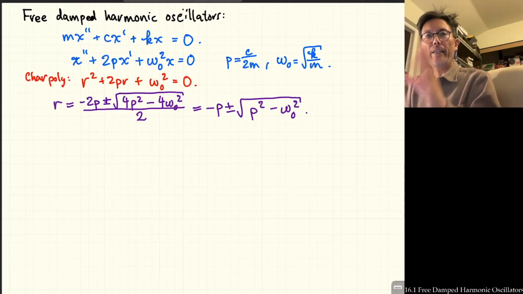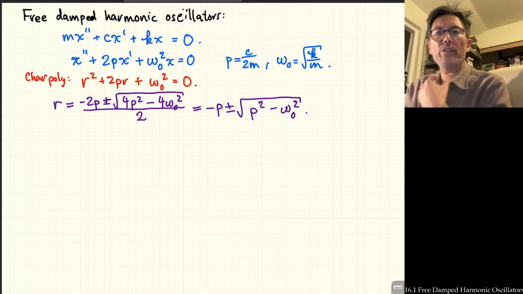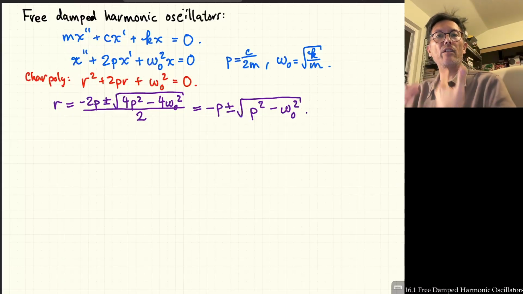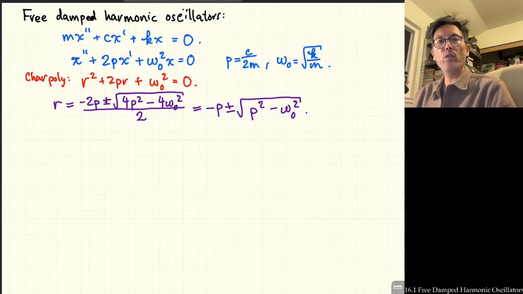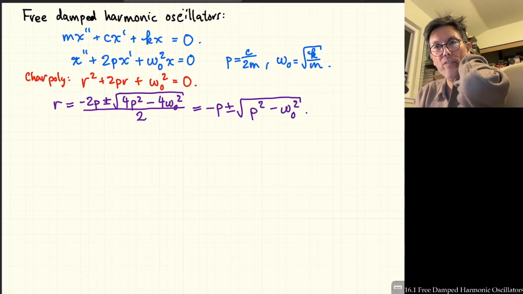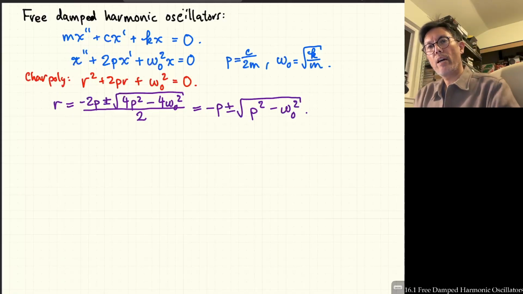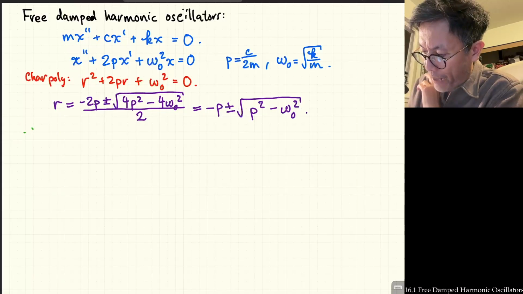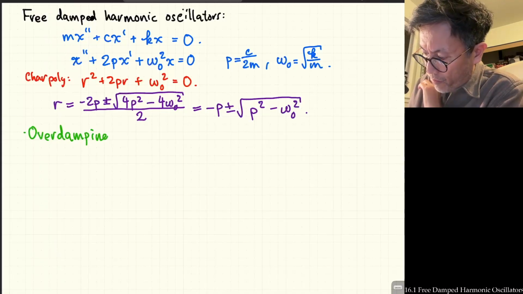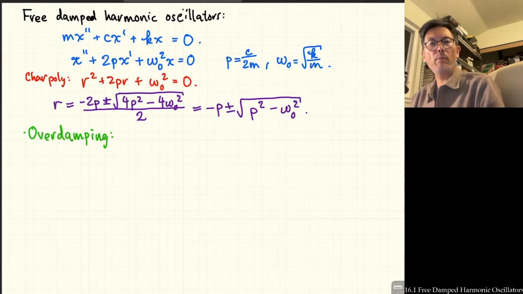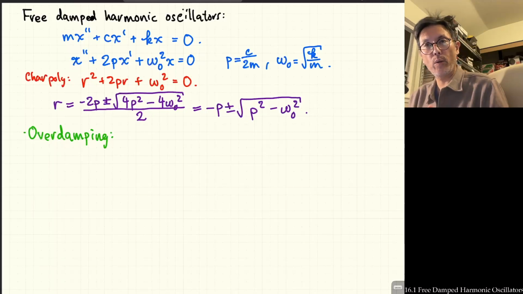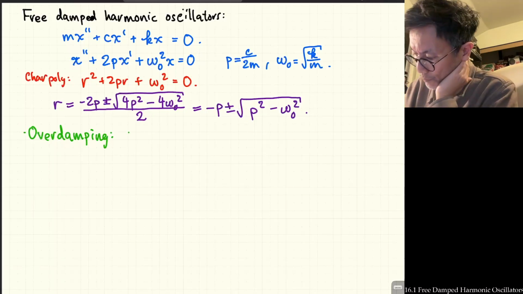The discriminant in this case is the thing underneath the square root. And that's going to discriminate between the different cases, the different types of solutions that we're going to see in our harmonic oscillator. So let's go through those different cases in turn. The first case is called overdamping. This is what it's called. An overdamped harmonic oscillator is one for which p squared minus omega naught squared is positive.